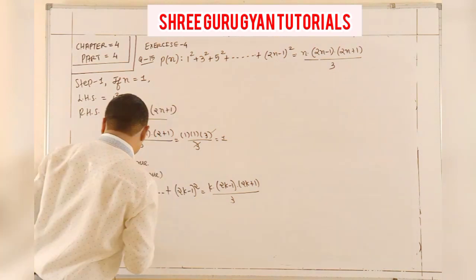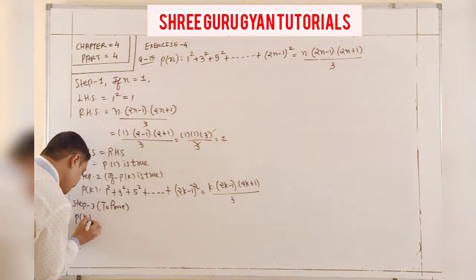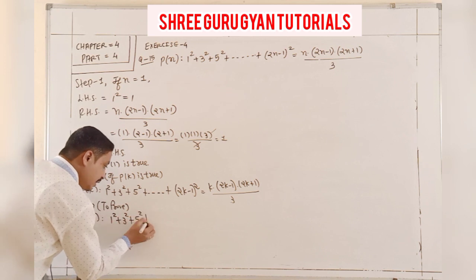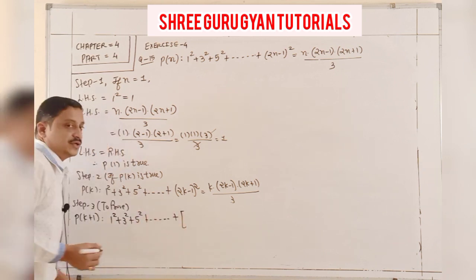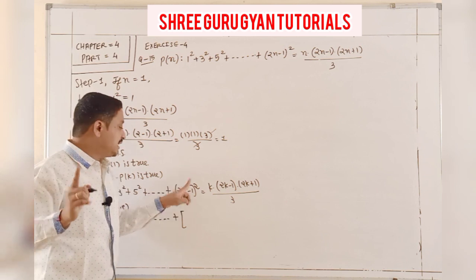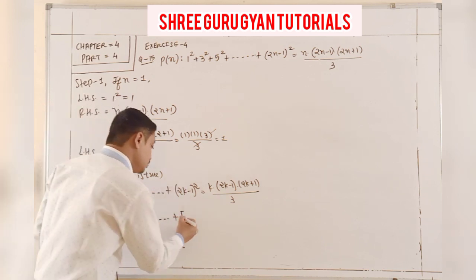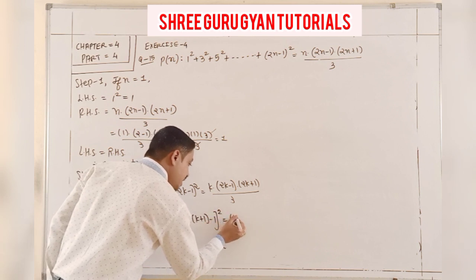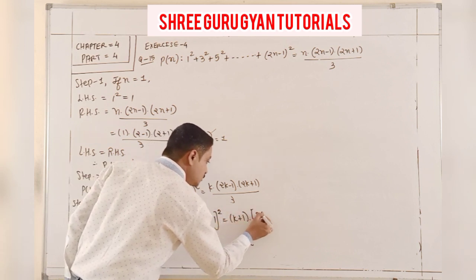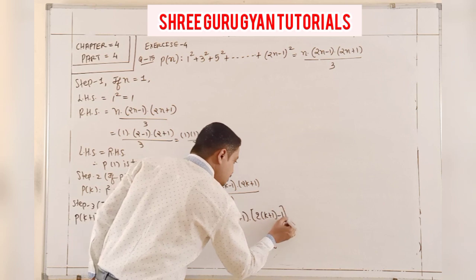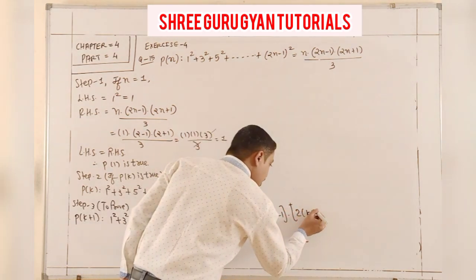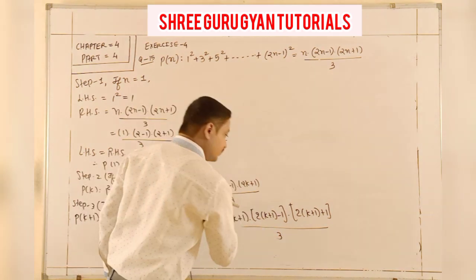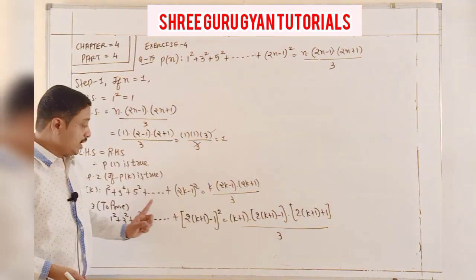So P of k plus 1 has to be 1 square plus 3 square plus 5 square and so on. Yes students, here is one turning point. That is the main step: 2 times (k plus 1) minus 1. Here the same k plus 1: (k plus 1) times (2 times (k plus 1) minus 1) times (2 times (k plus 1) plus 1) by 3. Yes students, this is the main step.